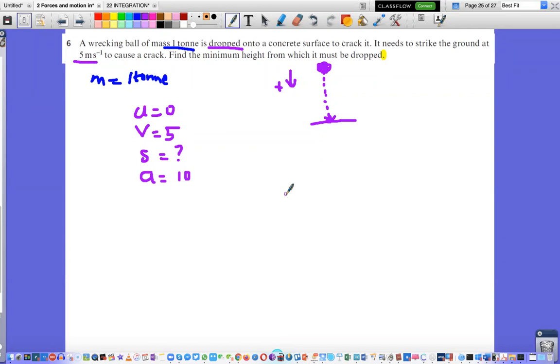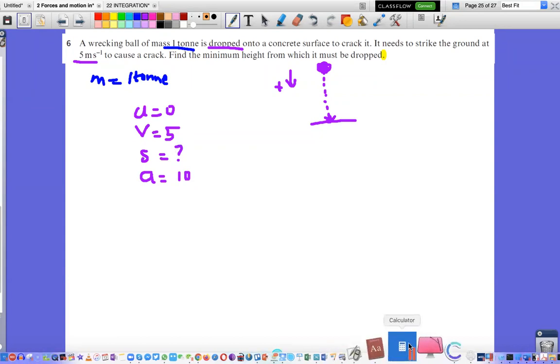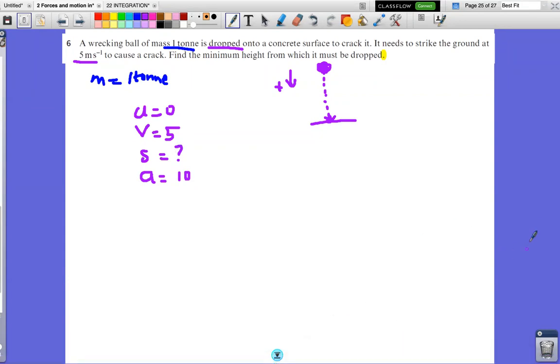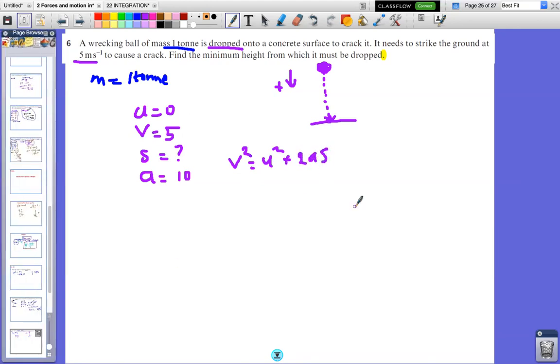Since we choose downwards direction as positive, it means acceleration g is positive. So which equation should we use here? Ruby, which equation should we use? v squared equal to u squared plus 2as. Perfect.